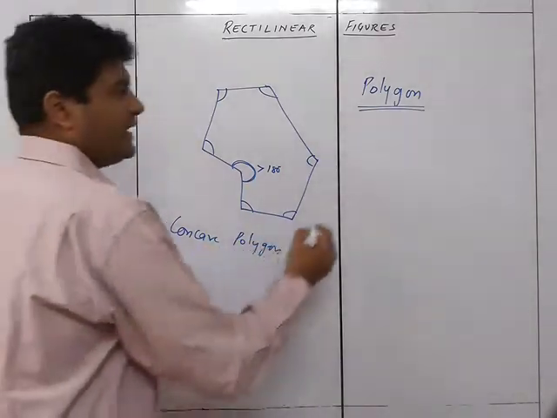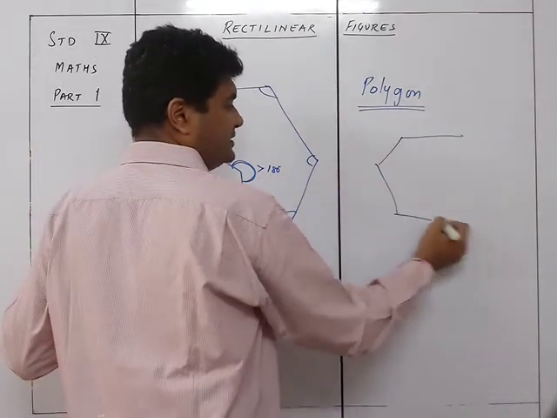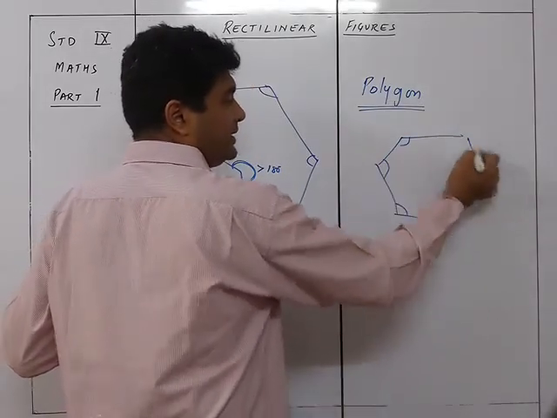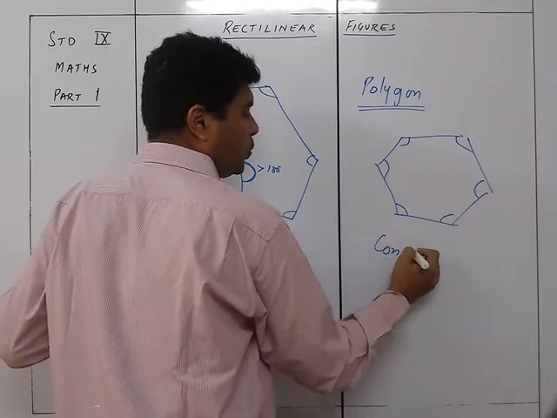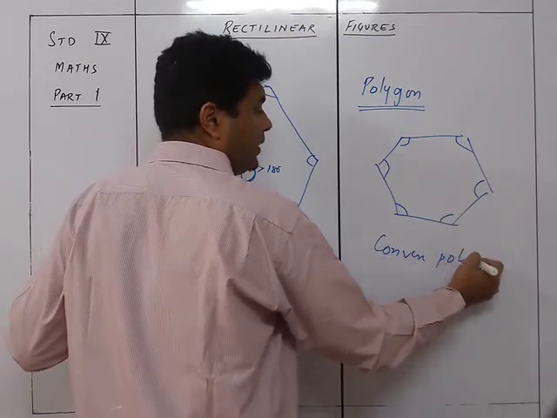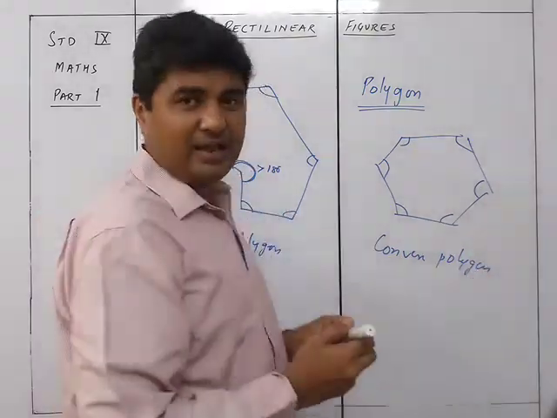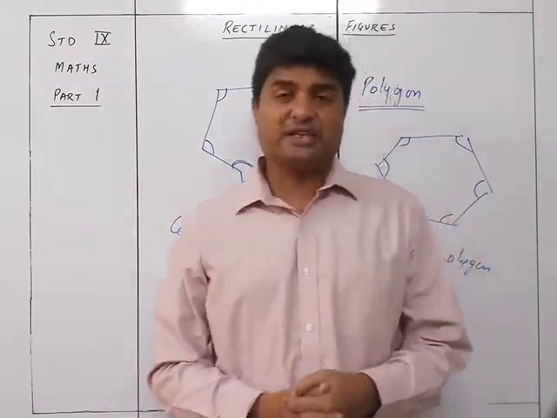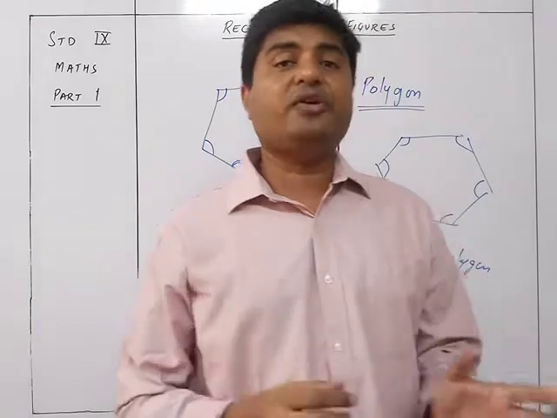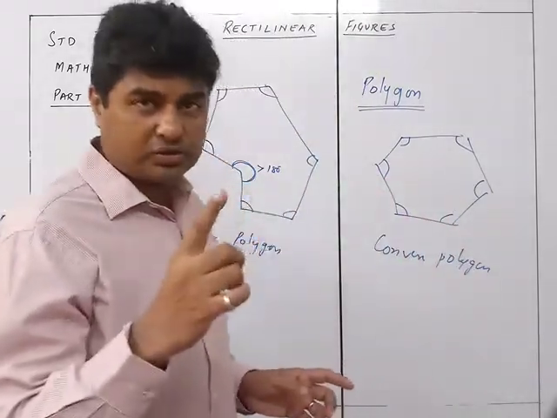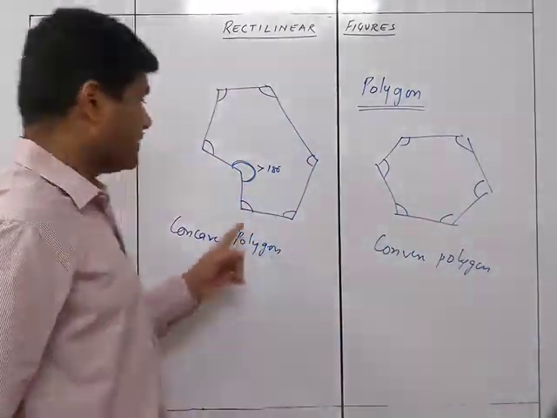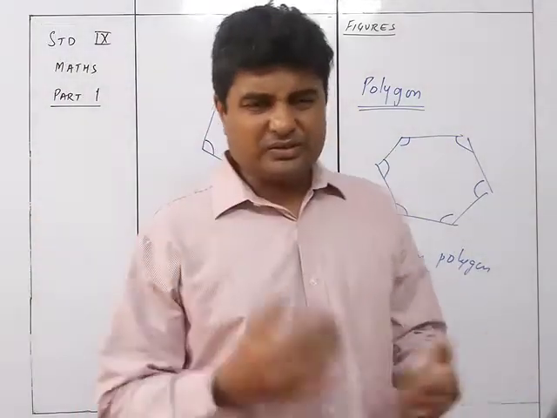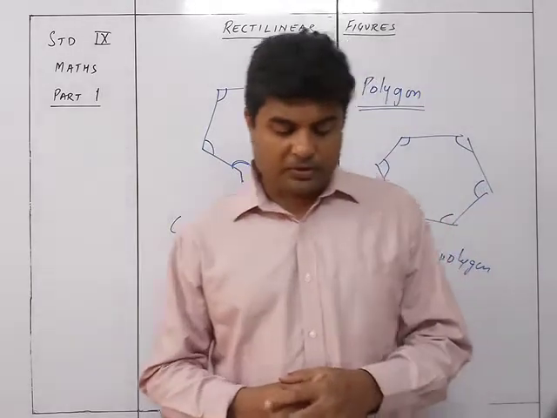But if it is a figure like this, where all of the angles are less than 180 degrees, then this becomes a convex polygon. So a polygon having all the angles less than 180 degrees is a convex polygon. And if even one of the angles is more than 180 degrees, it becomes a concave polygon. That's the basic structure of the polygon.